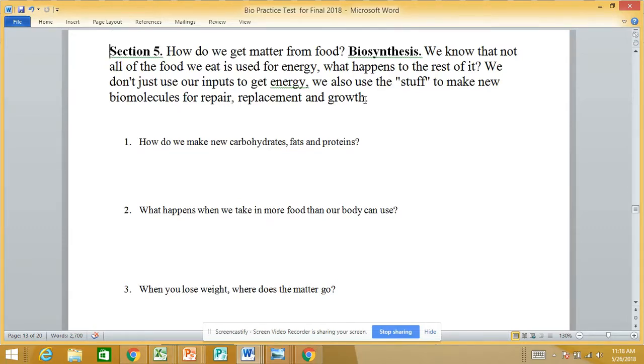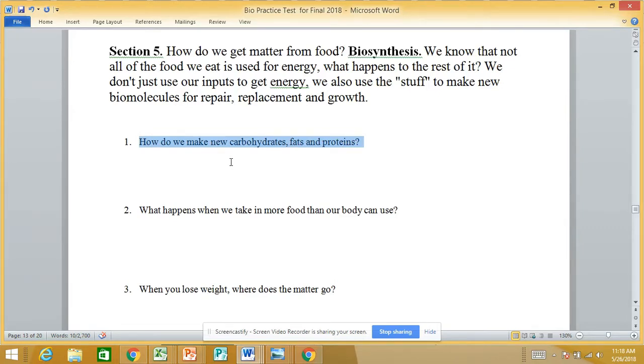All right, section 5, biosynthesis. We'll be doing this one as well as feedback loops for this review. Keep in mind, biosynthesis is all about how do we synthesize or take in and transform matter for our bodies, for life. So question number 1, how do we make new carbs, fats, and proteins?